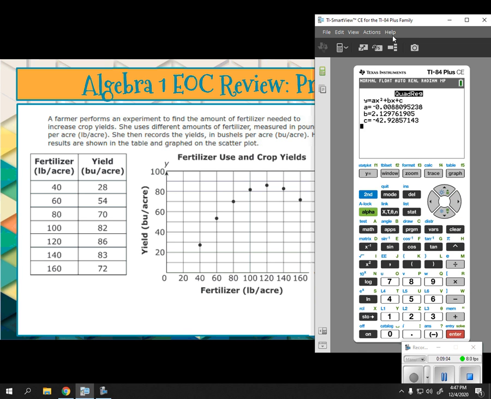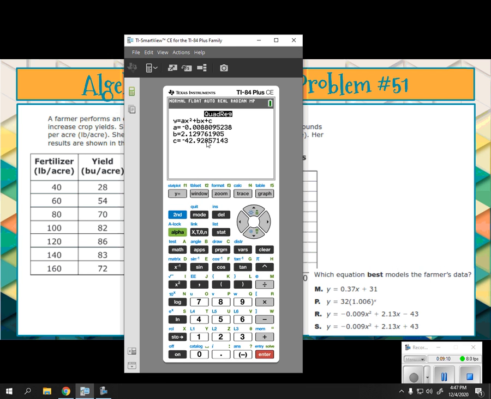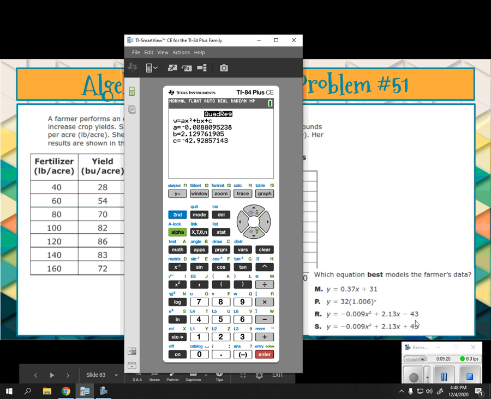And there it is. If we compare, they did do some rounding, right? That 8 has been rounded up, but look there, negative 43. So R is going to be your best answer.